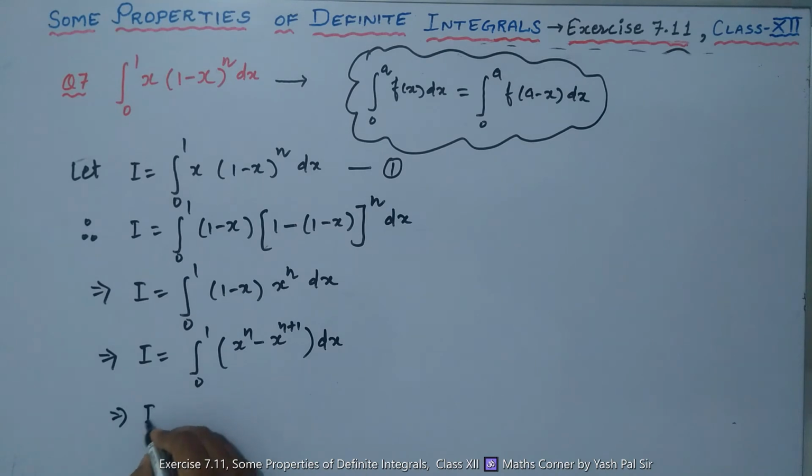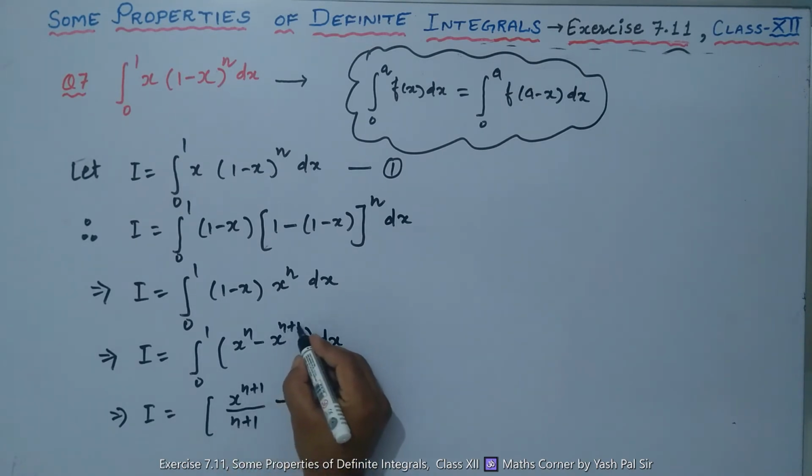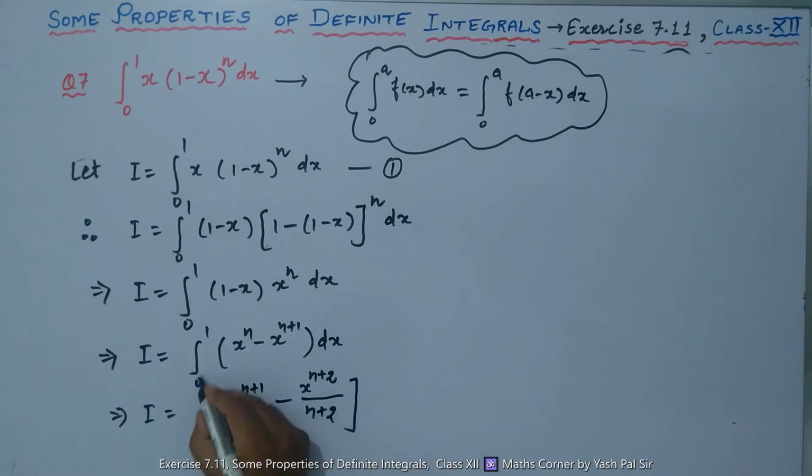So I becomes x power n integration is x power n plus 1 upon n plus 1, minus x power n plus 1 integration is x power n plus 2 upon n plus 2, limit 0 to 1.